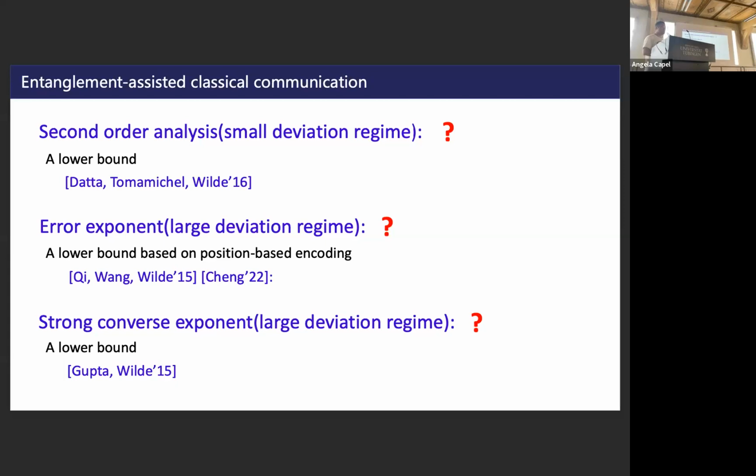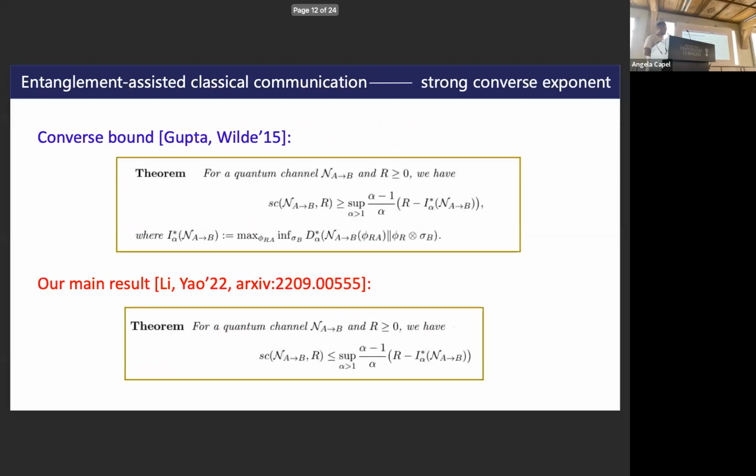Qi, Wang, Wilde, and Cheng derived a lower bound for the error exponent based on the position-based encoding technique. Gupta and Wilde derived a lower bound for the strong converse exponent in terms of the sandwiched Rényi relative entropy. Our contribution is to prove that the lower bound derived by Gupta and Wilde is also optimal. So our work gives a complete characterization of the strong converse exponent.